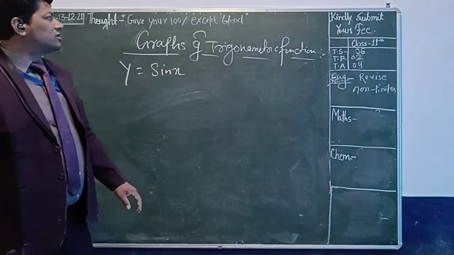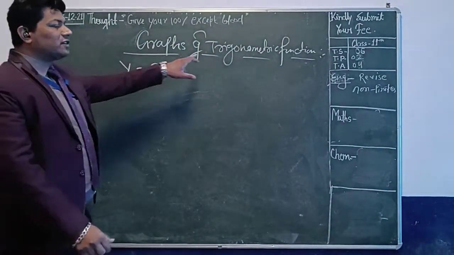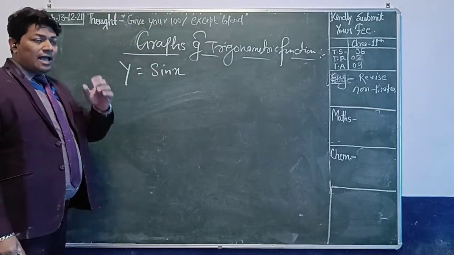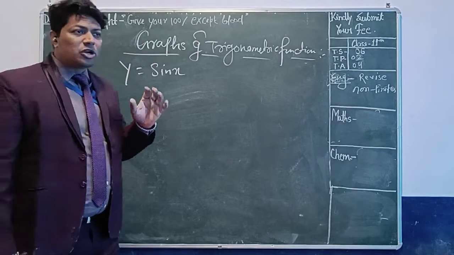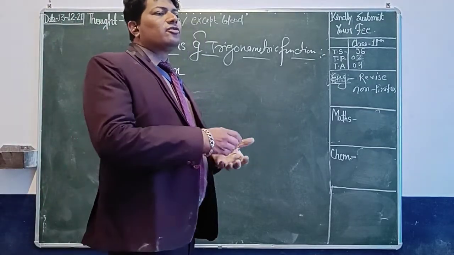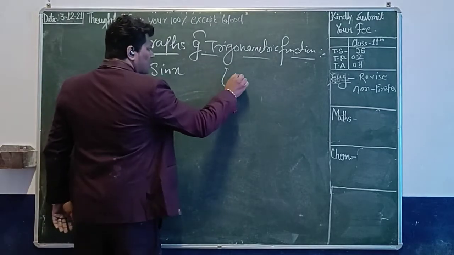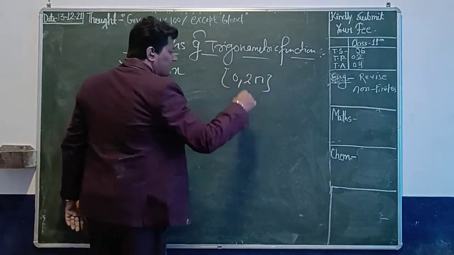Today we have to discuss graphs of trigonometric functions. The first trigonometric function is y equals sin x. Everybody knows that sin x is a periodic function, and the period is 2 pi. Is it clear? The period is 2 pi. 0 comma 2 pi is the period.